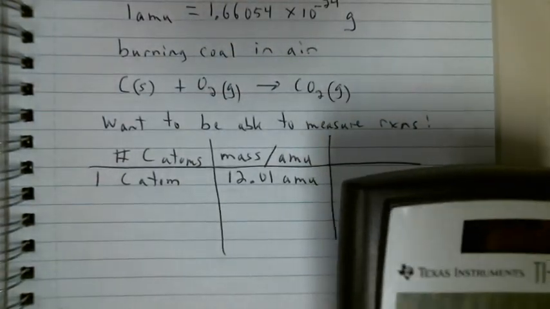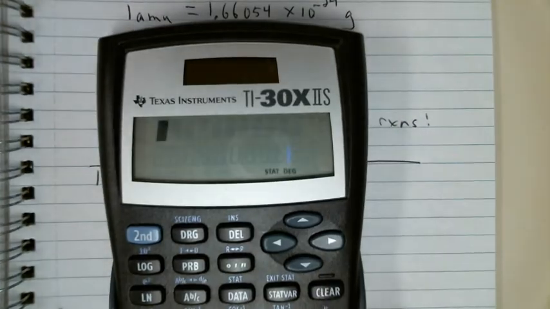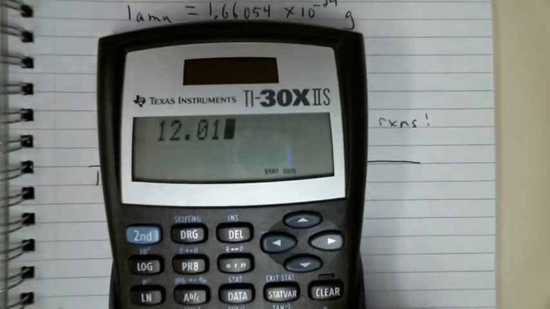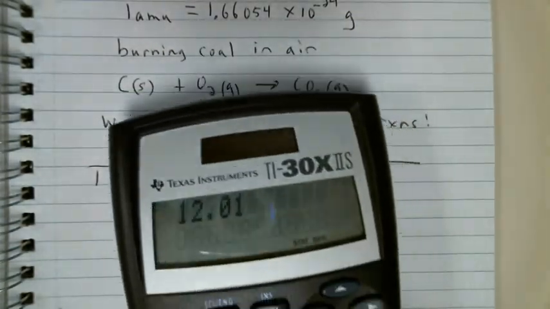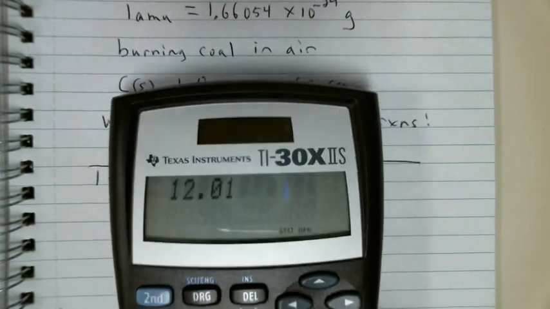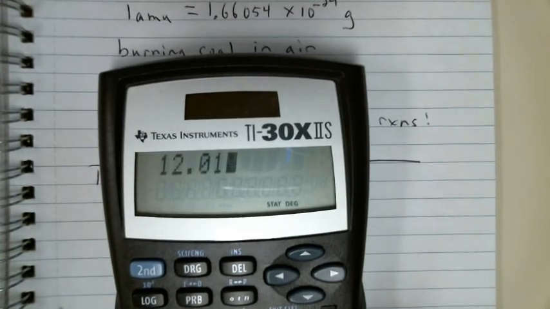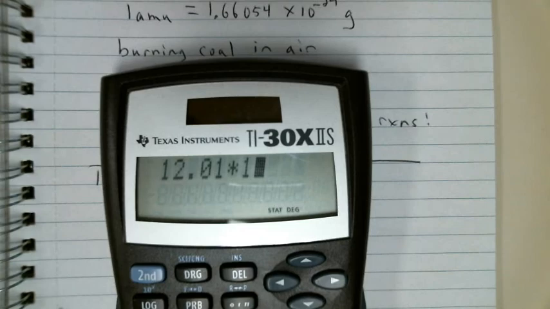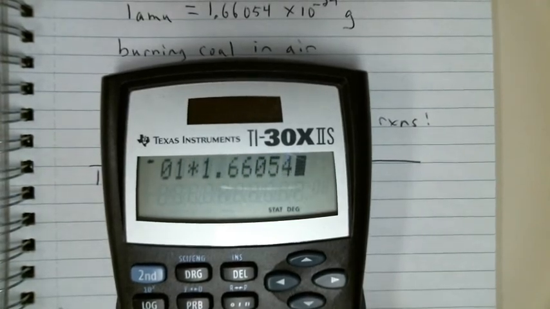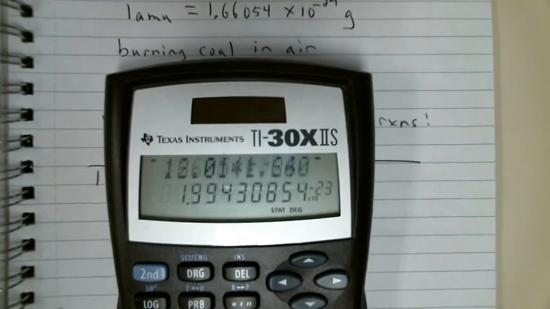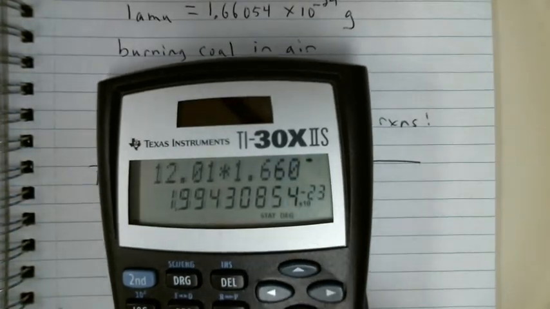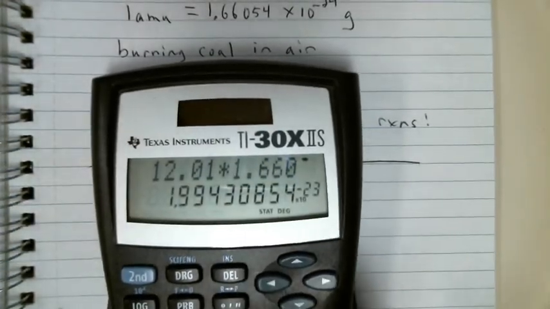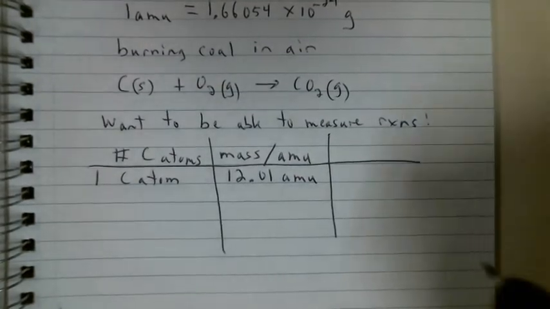So we've got our 12.01 AMU, and then we have 1.66 times 10 to the minus 24th. That's grams per AMU, so the AMU will cancel. So let's do that, times 1.66054 e to the minus 24. And I get 1.99 times 10 to the minus 23rd, it looks like. My eyes aren't that good. So let's write that down. Mass in grams.